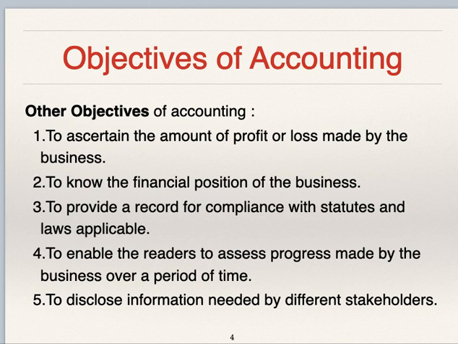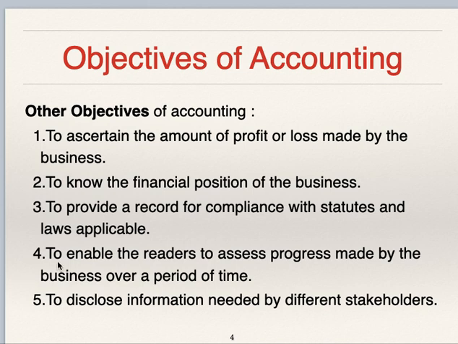To provide a record for compliance with statute and laws applicable. So, the next objective of accounting is to check whether required statutory books are maintained or not. Statutory books are the books which are required to be maintained compulsorily as per law. Whether profit and loss account and balance sheet are drawn as per the relevant statute or not. That is nothing but providing a record for compliance with statute and laws applicable.